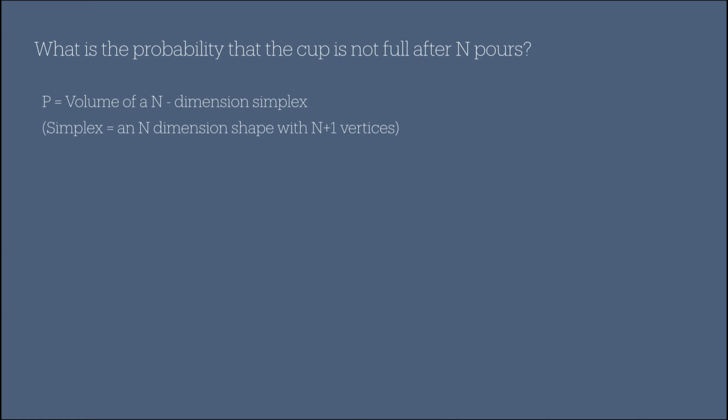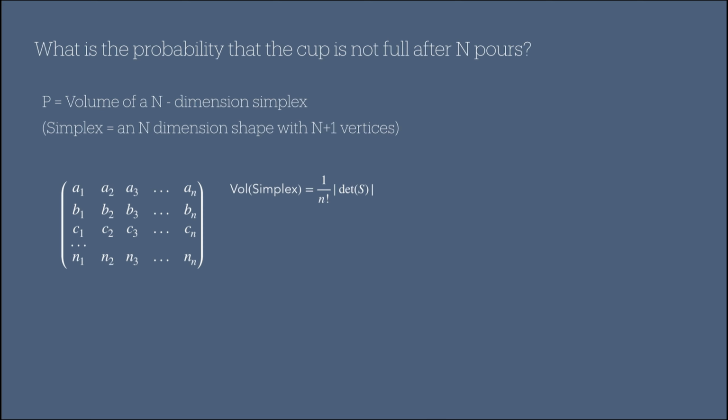Although plotting this case geometrically becomes too complex for larger n, we can still calculate the volume using matrices. We represent the shape by an n by n matrix, where each column represents the coordinates of a vertex. The volume of this shape is 1/n factorial times the absolute value of the determinant of this matrix. Next, we need to find the vertices of the shape.